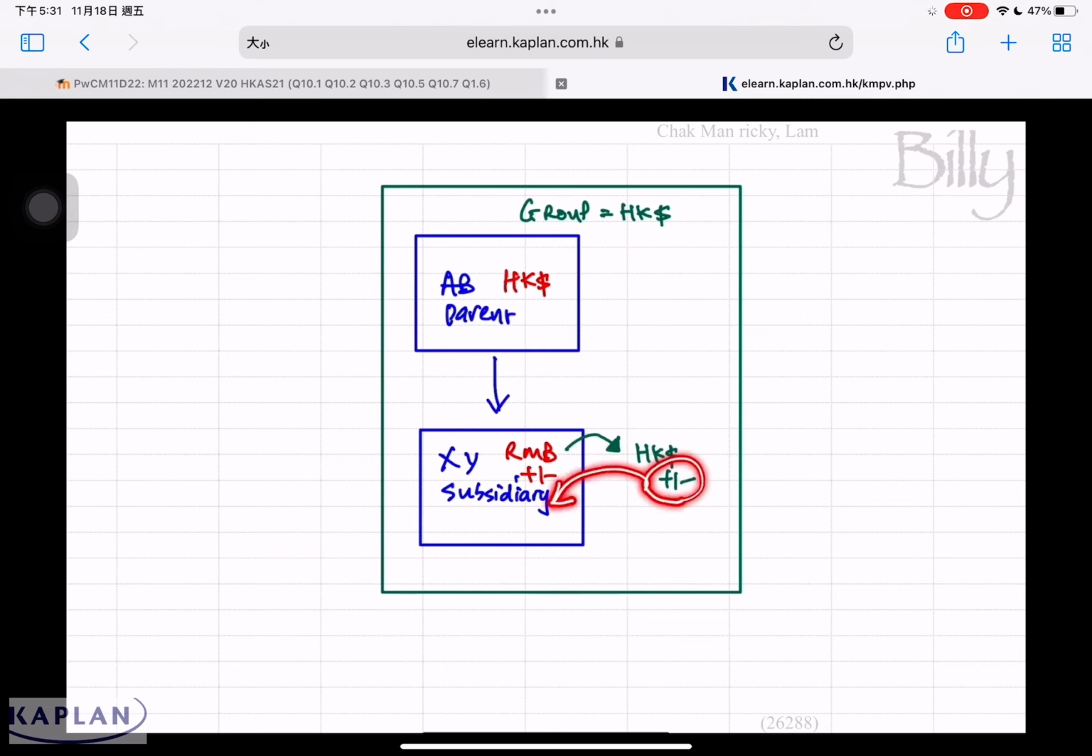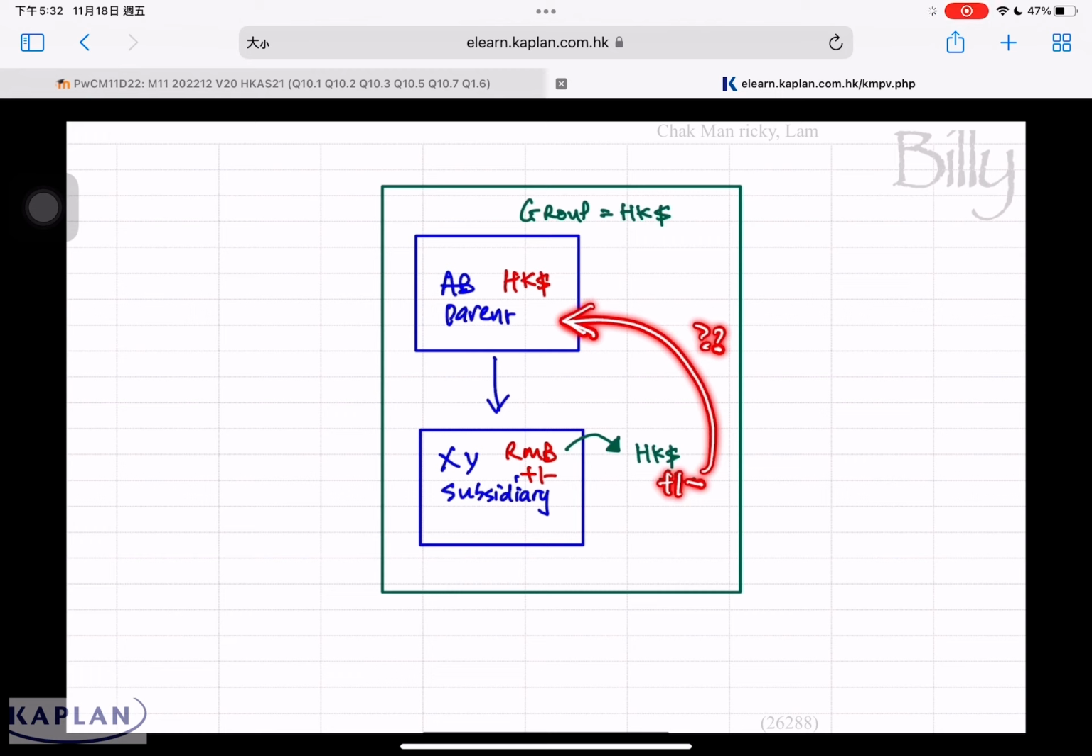Does this difference affect XY? Answer is no, because XY's functional currency is not Hong Kong dollar. XY's functional currency is renminbi. If there's any exchange differences, the exchange differences are already recorded in renminbi. These differences do not affect XY. Does this difference affect the cash flow of the parent? Answer is no, unless the parent disposed the investment. If the parent disposed the investment, then it affects the parent. If the parent did not dispose the investment, every year is just a difference. Last year is a gain, this year is a loss, next year is a gain or loss.